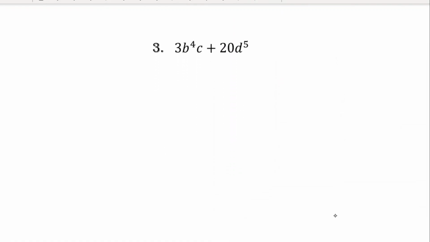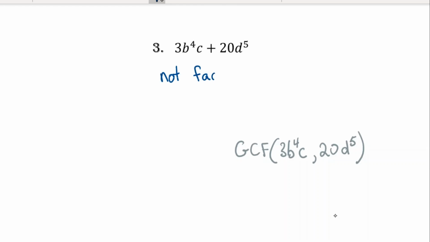Here's one more example. So let's think about the greatest common factor of the 3b to the power of 4c and the 20d to the power of 5. If you think about that, the 3 and the 20, there's no greatest common factor there. It's just 1. B doesn't show up in both, and the C doesn't show up in both, so we're stuck. So this one is not factorable because we cannot find a GCF, and there's no other technique that will work on this one.